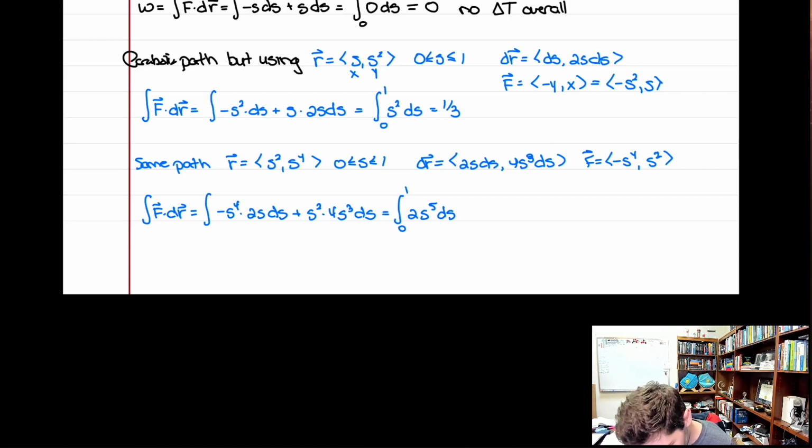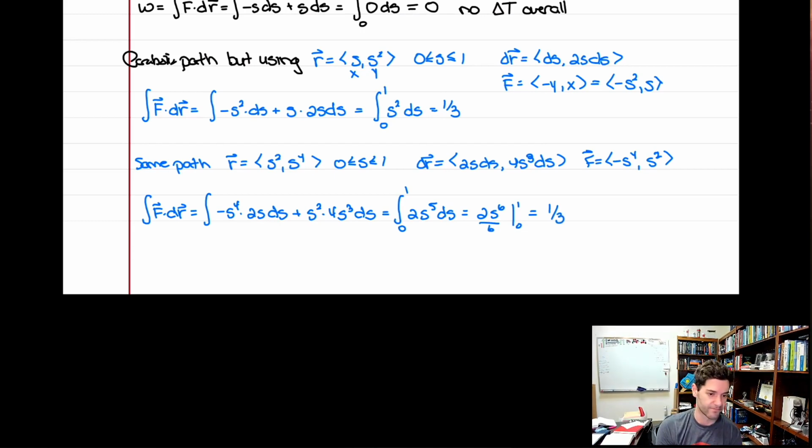And how does this simplify? 2s to the sixth over 6 from 1 to 0. And indeed, this gives you back 1/3. Again, it does not matter the parameterization you use as long as it draws out the exact same curve.